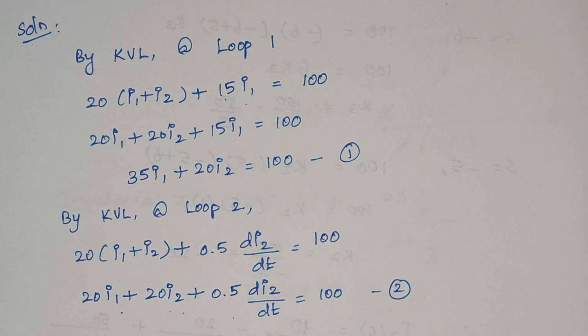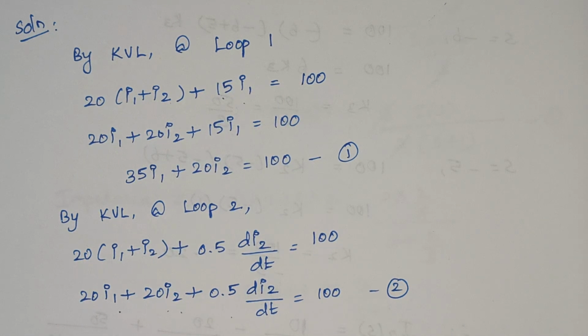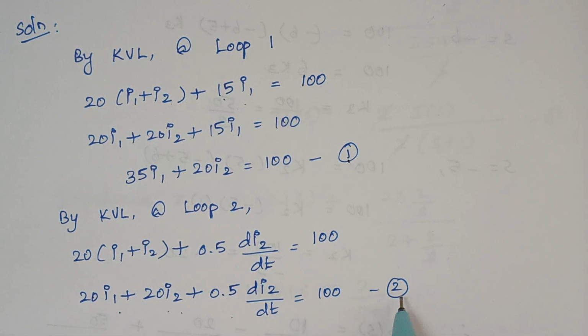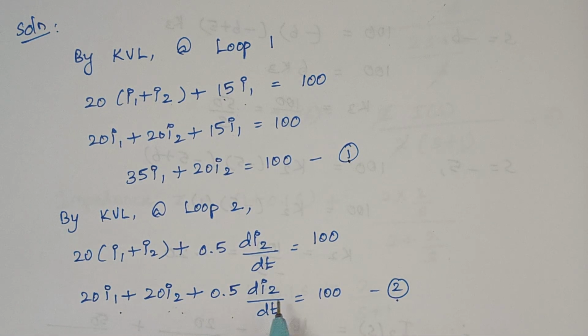Right. So now the thing is, you see, from this equation number 1, I am writing an expression for I1. Right. Because you see in the expression 2, okay, we are having I2.